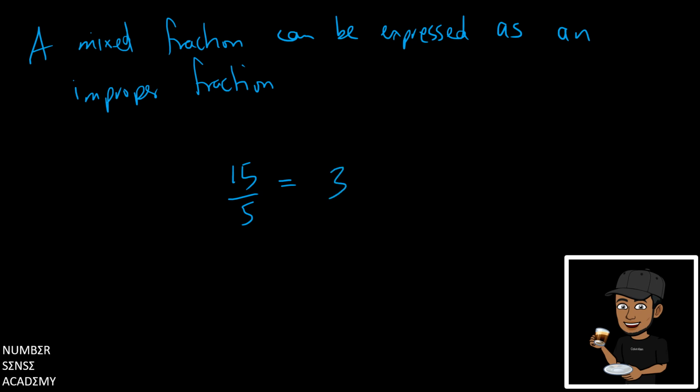3 and 1 over 1. No, it's not 1 over 1. Sorry, take that out. Maybe 3 and 0 over 1. So that's a mixed fraction, and an improper fraction can be written as a mixed fraction.